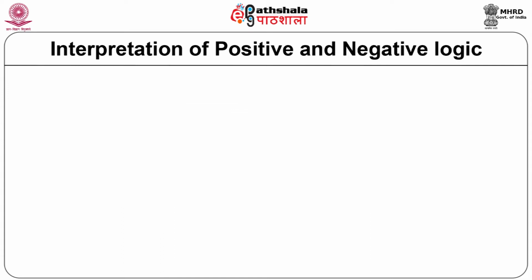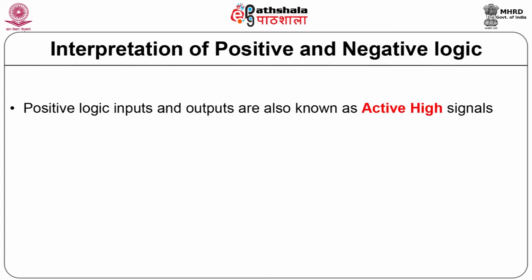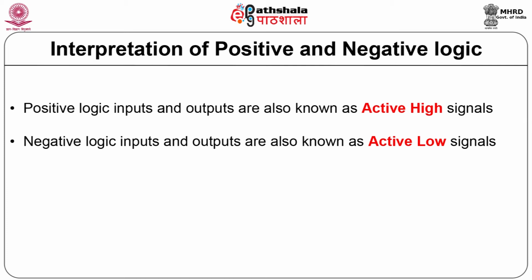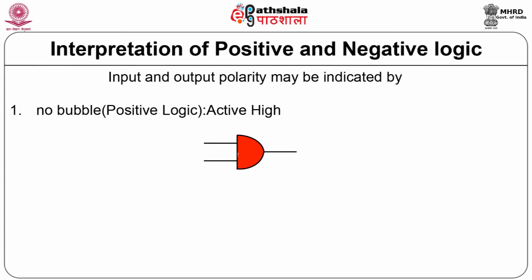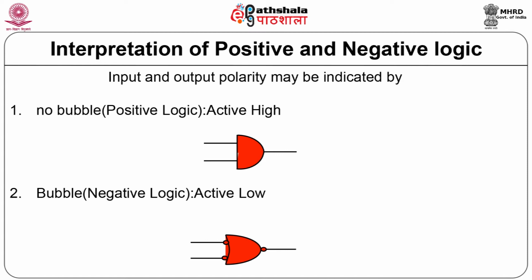Interpretation of positive and negative logic. Positive logic inputs and outputs are referred to as active high signals. And negative logic inputs and output signals are referred to as active low signals. So, in circuits, they are interpreted as no bubble for the positive logic, that is active high, at the input or outputs, and bubbles at the input and output for the negative logic, which is referred to as active low.